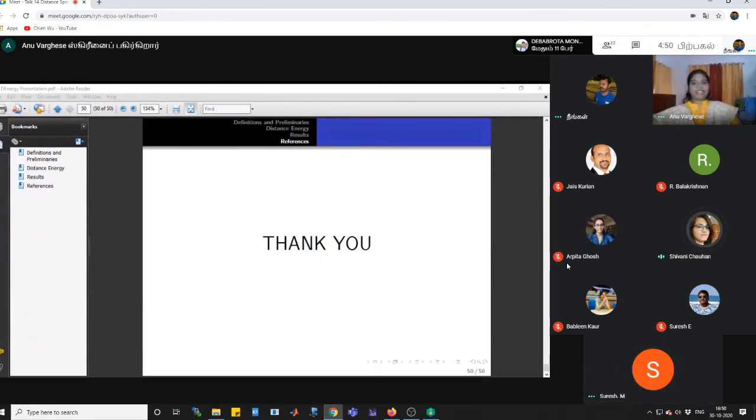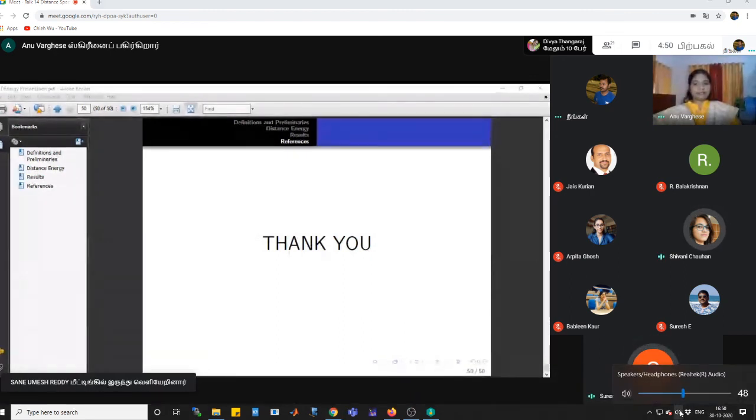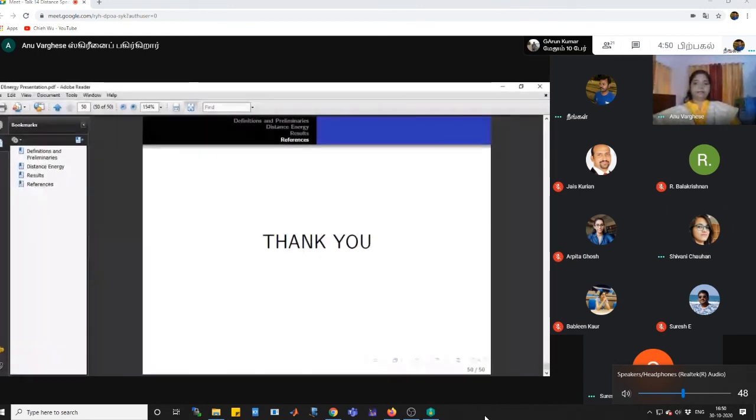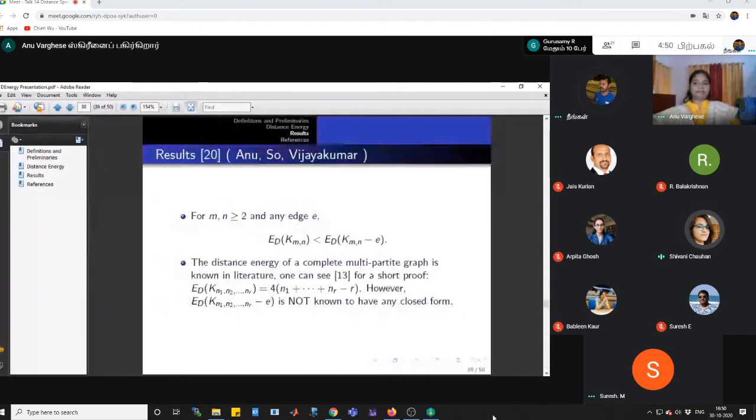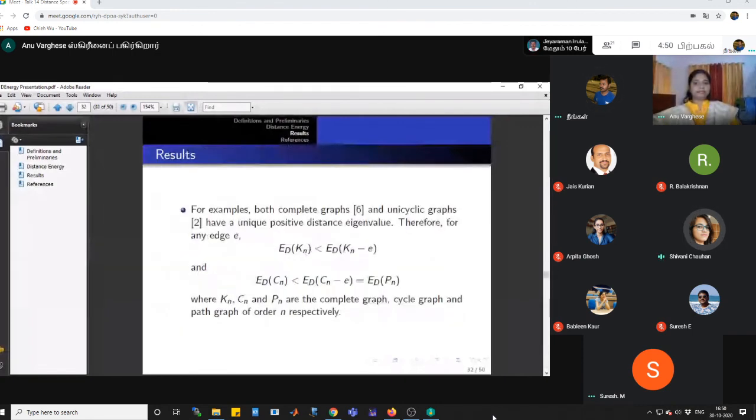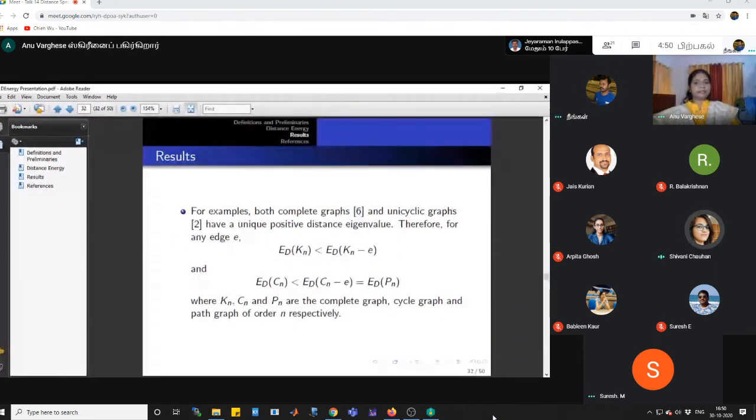Hello, ma'am. Can you go to slide number 32? Yes. So, ma'am, you are saying that if we are deleting edges, it will decrease the distance energy. This is the distance energy for some graphs. That infinite example. Okay.